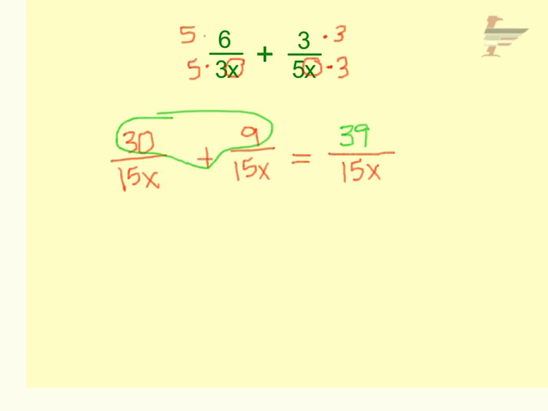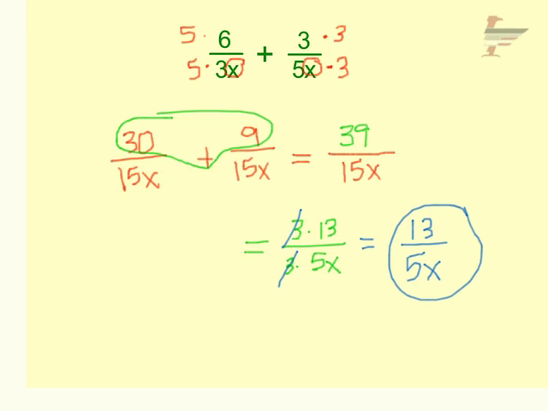3 goes into both of these numbers, so I can rewrite this as a 3 times a 13. And down here, this is a 3 times a 5x. This is just another way to think about how you do your reducing. These 3's cancel, and so I'm left with 13 over 5x for a final answer.